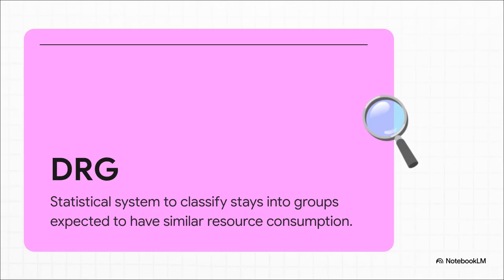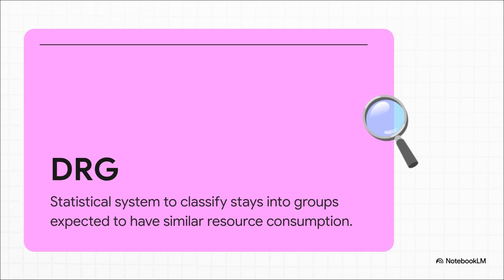So, what exactly is a diagnosis-related group, or DRG? At its core, it's a statistical classification system. See, instead of paying a hospital a la carte for every single bandage, every aspirin, or every hour of nursing care individually, Medicare and other payers use this system to group patients together. If patients have similar clinical conditions, they're expected to consume similar resources.